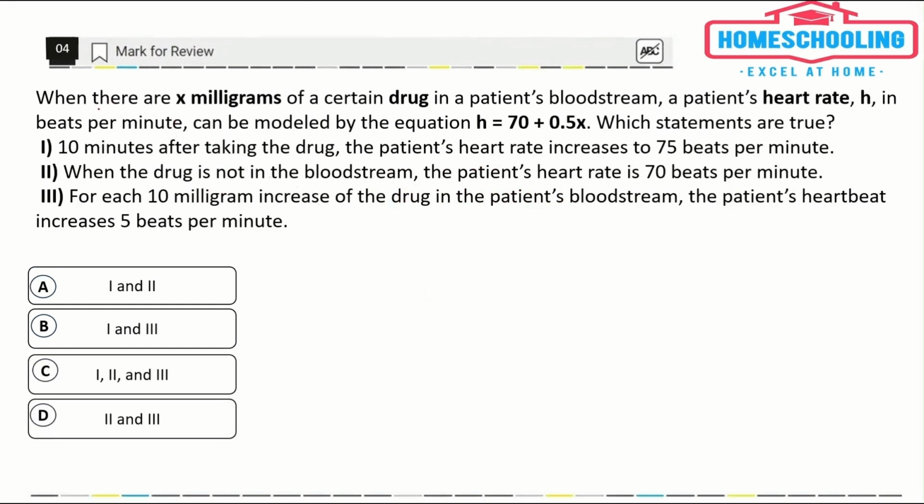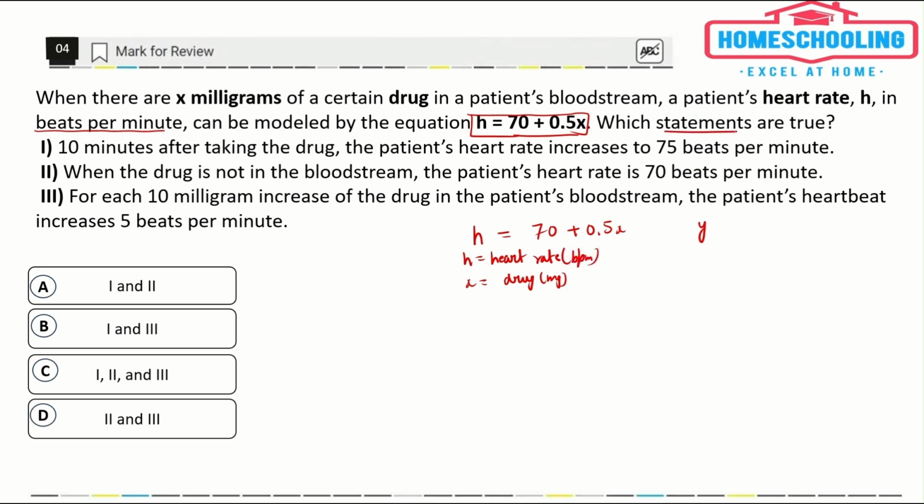In question number 4, when there are x milligrams of a certain drug in a patient's bloodstream, a patient's heart rate H in beats per minute can be modeled by the equation H is equal to 70 plus 0.5x. Which statements are true? So this is our basic linear equation, 70 plus 0.5x. Here H is your heart rate, and x is your drugs in milligrams, and heart rate is in beats per minute.